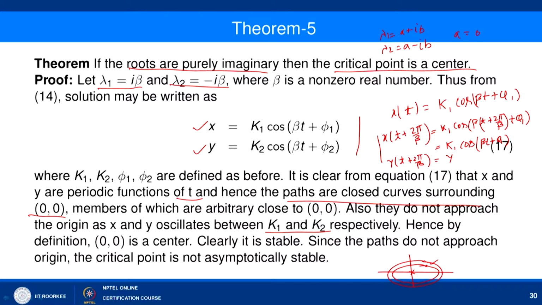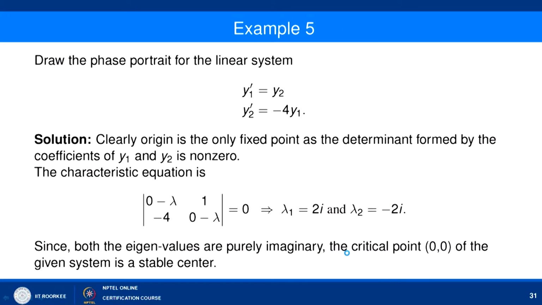So, here in this case your orbits are closed curves, and critical point 0 comma 0 is a center which is a stable center, and since the paths do not approach the origin, the critical point is not asymptotically stable. Though the critical point is stable, it is not asymptotically stable because your paths are not tending to or approaching 0 comma 0 here.